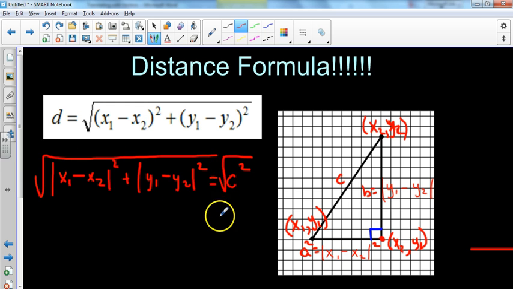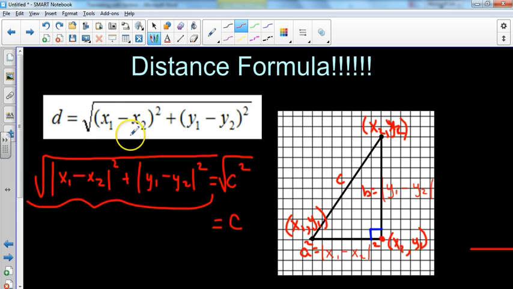The square root and the square are inverse operations, so we're just going to get c, the hypotenuse, that distance. It's going to equal this big long thing here, right? So absolute value guarantees positive length. Also, when you square a number, you're always going to get a positive value out. So that's why in our distance formula, the absolute values kind of go away, and we just use parentheses.